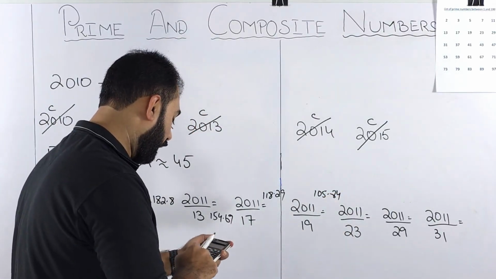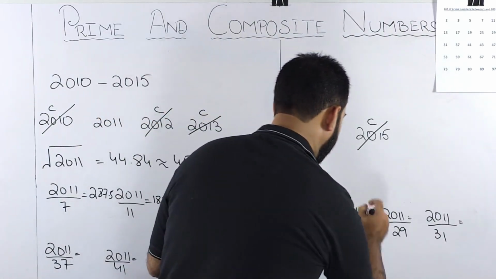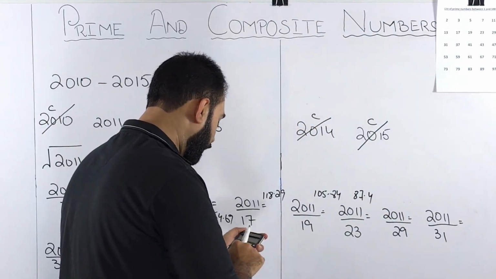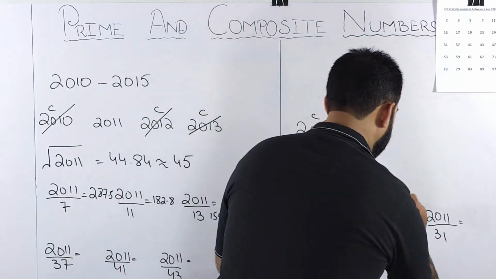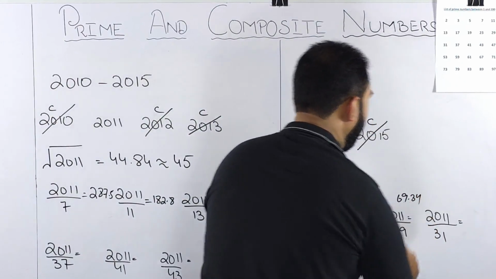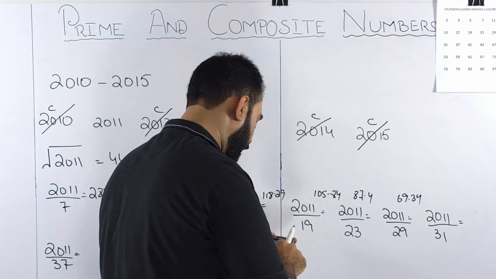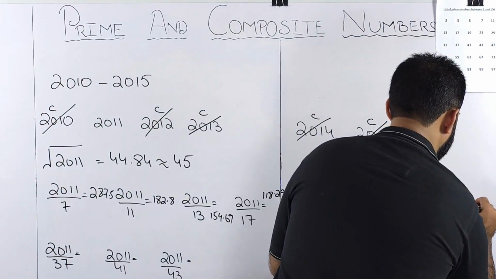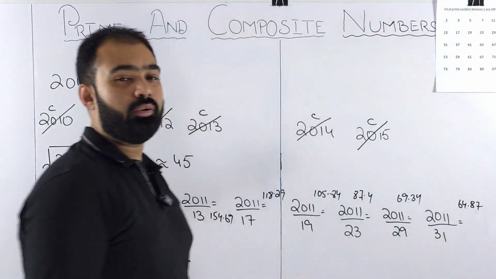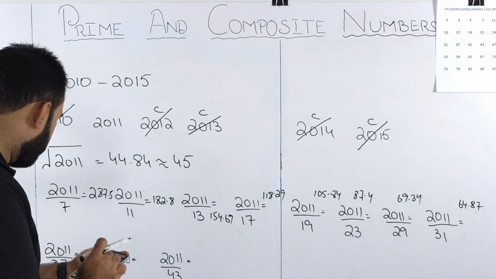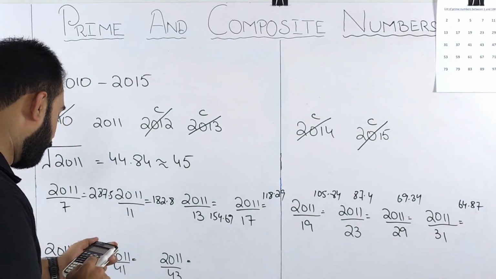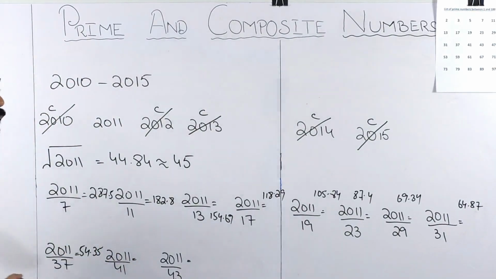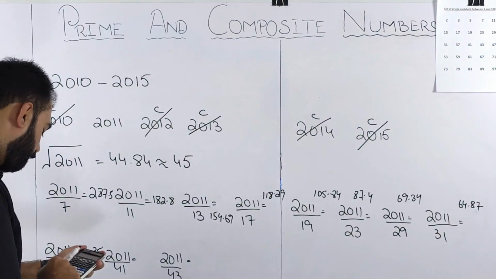2011 divided by 23, we get 87.4. Again failed. 2011 divided by 29, we get 69.34. Again failed. 2011 divided by 31, again 64.87. Again a decimal number, not completely divisible. 2011 divided by 37, we get 54.35. Decimal number, again not completely divisible.